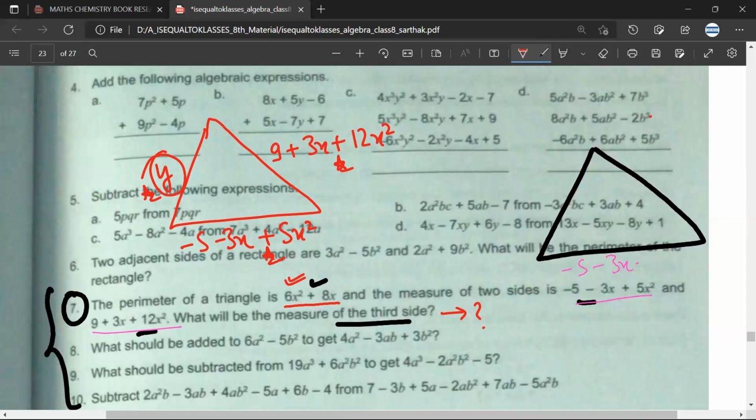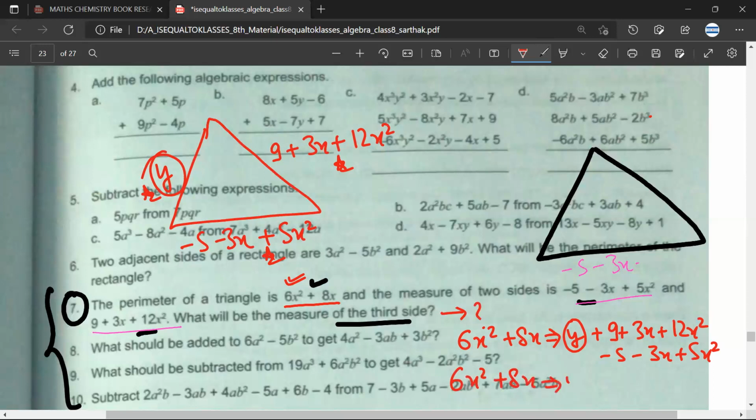Sarthak, any doubt? No, sir. So now what I need to do is add. This is what I need to solve, that 6x square plus 8x should be equal to y plus 9 plus 3x plus 12x square minus 5 minus 3x plus 5x square. Sarthak, any doubt? No, sir. So 6x square plus 8x is equal to y.